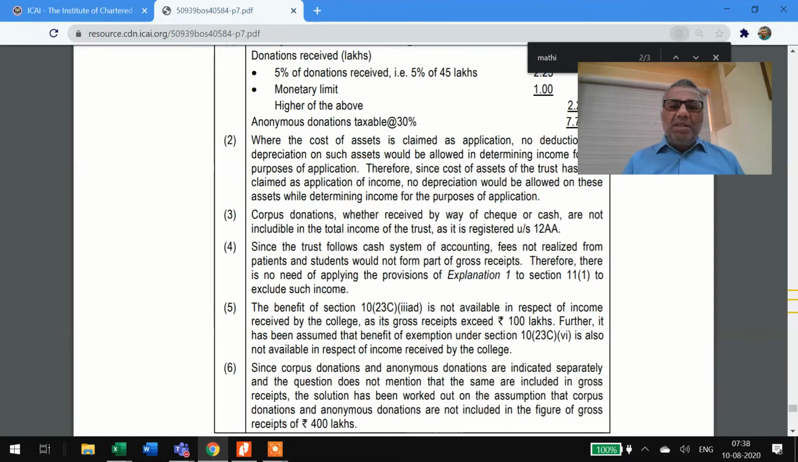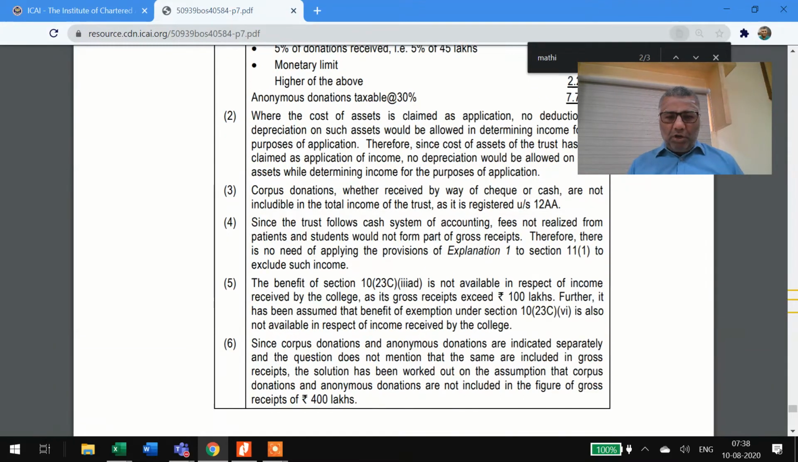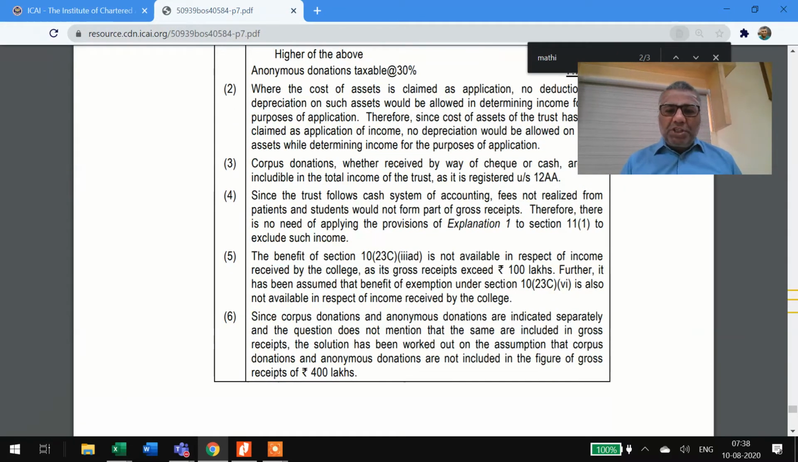Since the trust follows cash basis of accounting, fees not realized from patient and student would not form part of gross receipts. Therefore, there is no requirement for that. The benefit of section 10(23C) is not available in respect as the grant has received 1 crore.